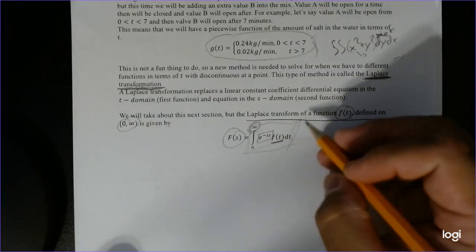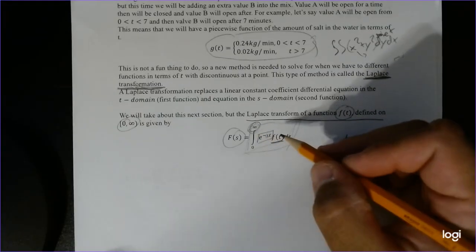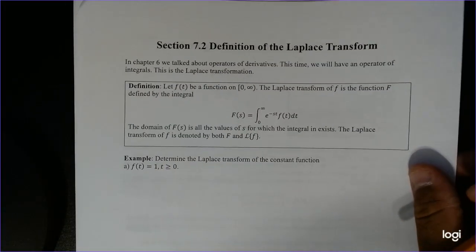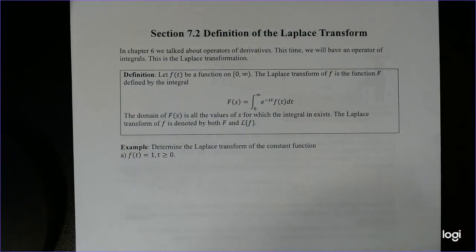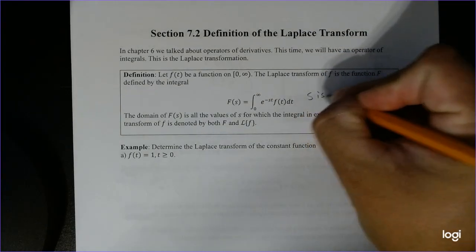Now remember, it's a simple integral. It's one integral, not double integrals. So remember, s is going to be a constant term. Okay. So let's formally introduce this definition, besides just talking about it. Let f of t be a function on the open interval from 0 to infinity. So the Laplace transformation of f to capital F is defined by this integral. Okay. Again, s is constant.